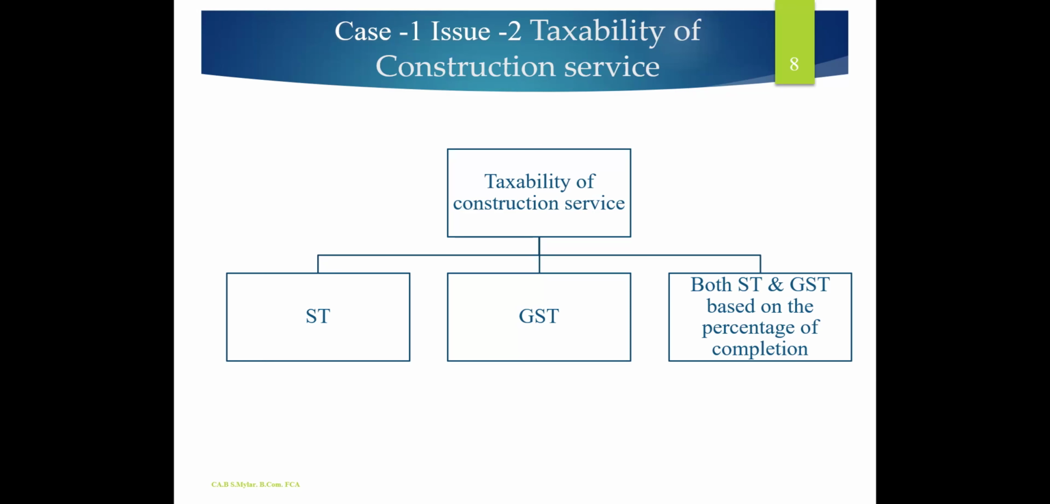Now there can be 3 situations. One, the entire service is liable for service tax. Another argument is whether the entire construction service should be liable for GST. And the third, proportionately, to the extent of service in the service tax period, service tax has to be paid, and to the extent of service provided in the GST period, GST has to be paid. So all these 3 issues, because there were different views among the profession. Advance rulings also differ in their views. Some advance rulings say proportionate tax has to be paid. So we'll see all the views.